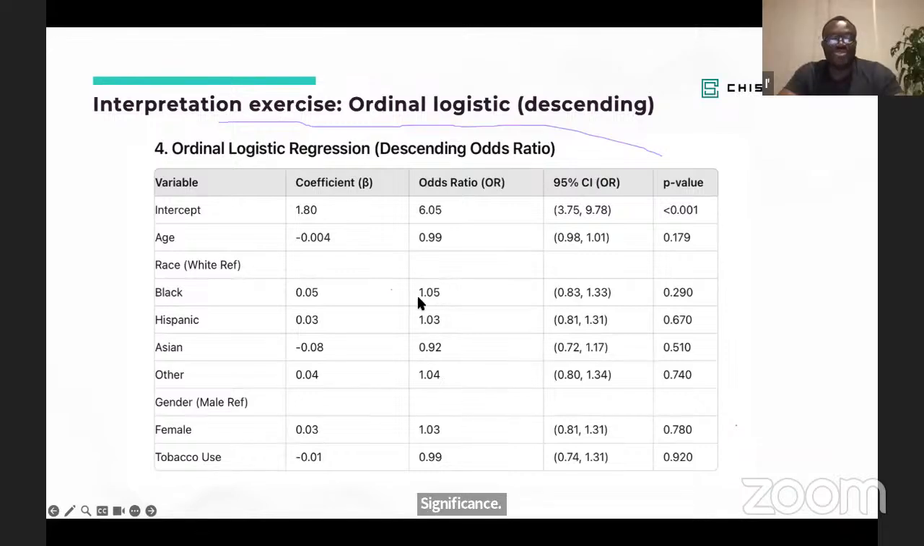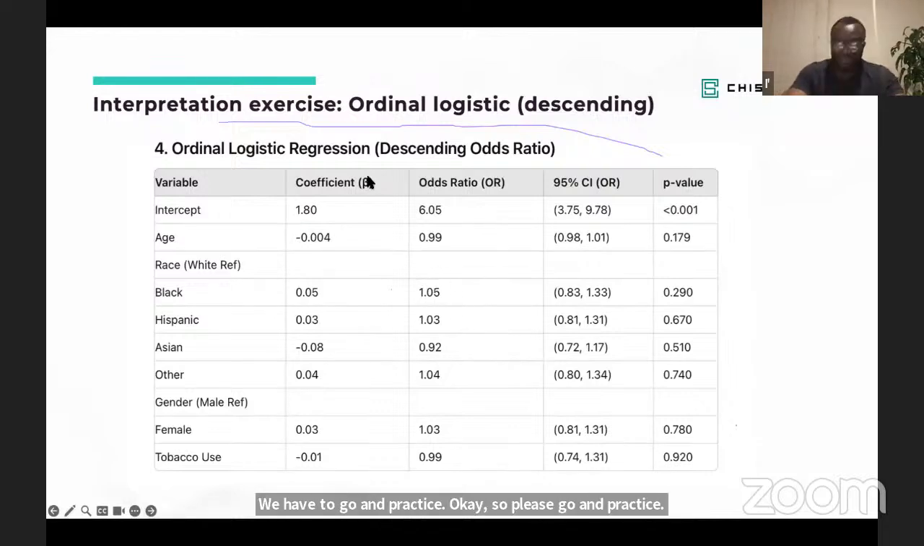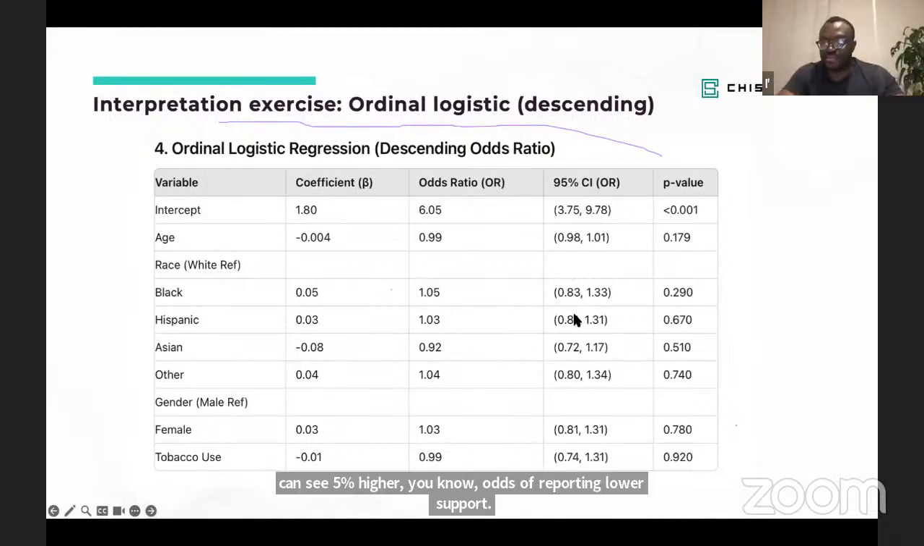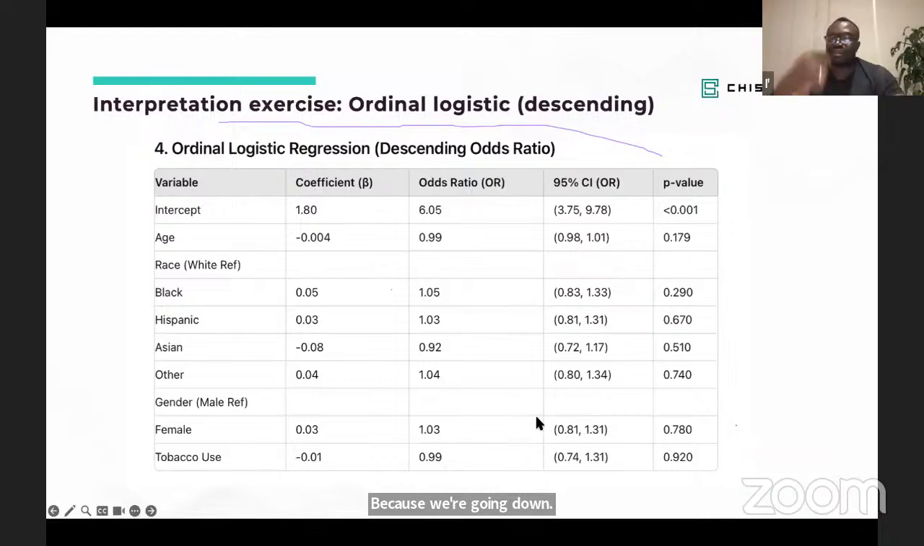Okay. All righty. We have to go and practice, okay? So please go and practice. You can say 5% higher odds of reporting lower support, because we're going down the ladder for menthol bans, right? So again, please practice. That's how you get it right.